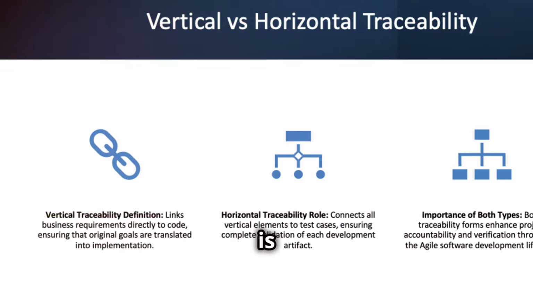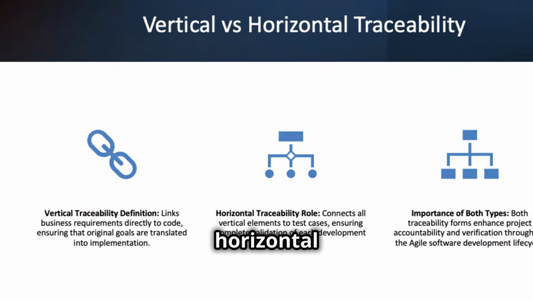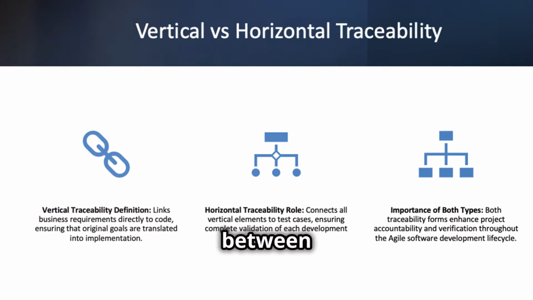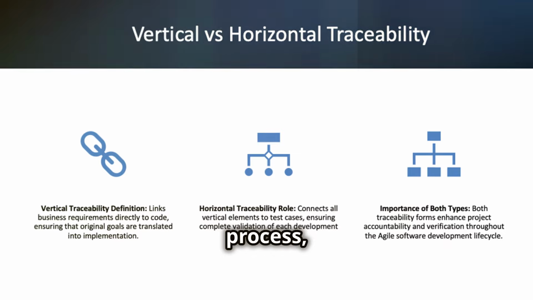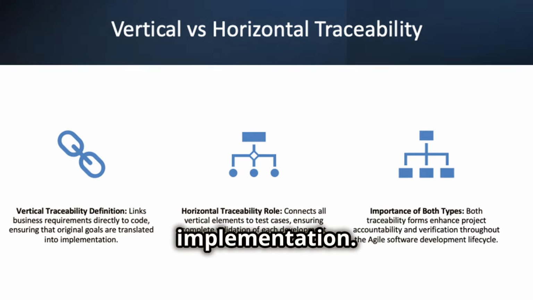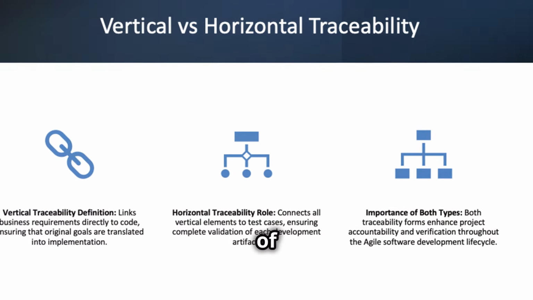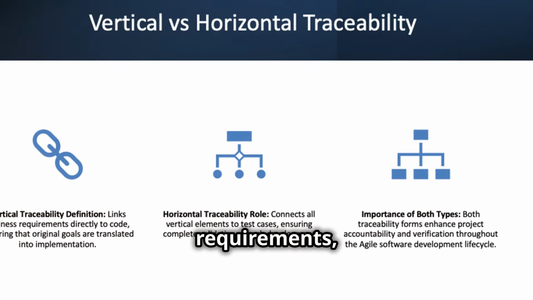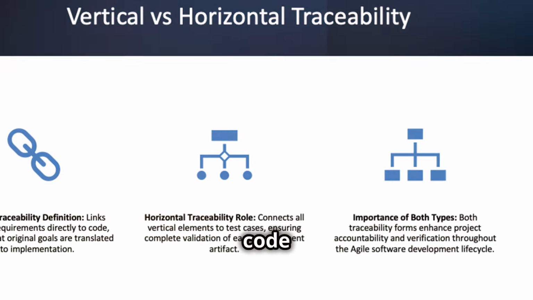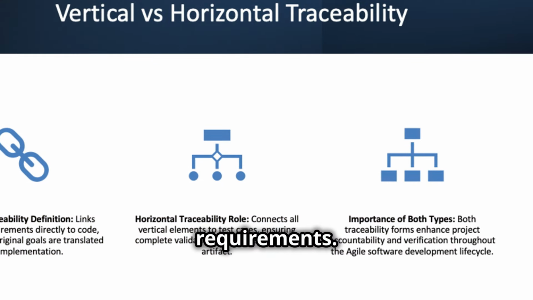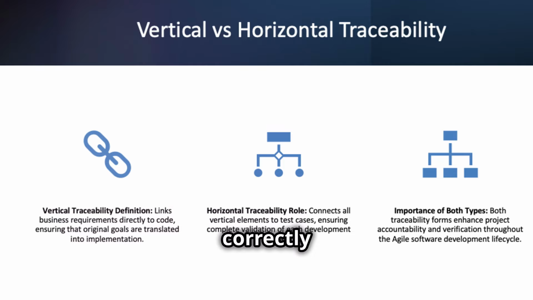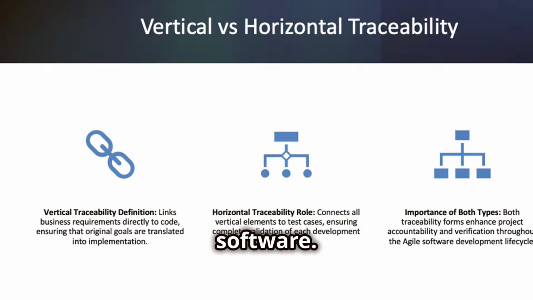Often, traceability is split into vertical traceability and horizontal traceability. Vertical traceability refers to the connections between different stages of the development process, moving from high-level business goals and needs down to the code implementation. This form of traceability links business requirements, system specifications, and design choices directly to the code that fulfills these requirements. It allows teams to verify that the original business objectives are correctly interpreted and implemented in the software.